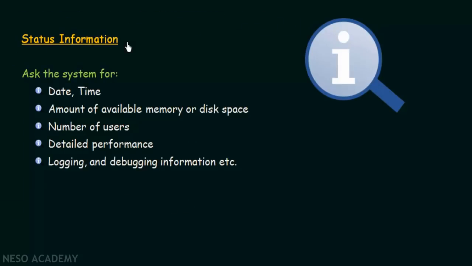The system programs that fall under this category are those that ask the system for its status information. For example, they can ask the system for the date and time. They can ask for the amount of available memory or disk space, and the number of users, and also other detailed performance information and other complex information like logging and debugging information, etc. So all the system programs dealing with the status information of your system fall under this category of status information system programs.